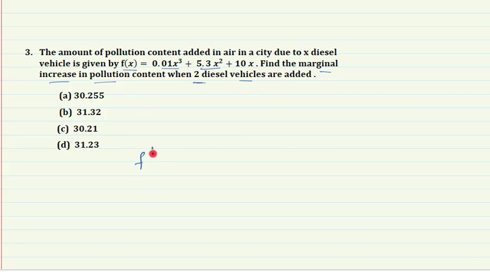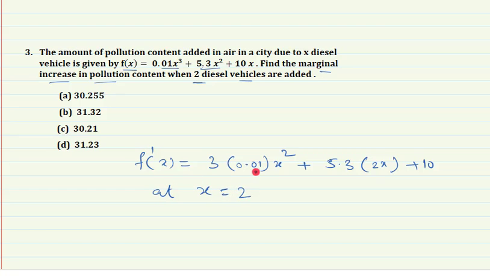So let us calculate. F dash x is equal to 3 into 0.01 x square plus 5.3 into 2x plus 10. You can write in this way or this way, both are correct. So now at x is equal to 2, you need to calculate f dash x. So when you put x is equal to 2, your correct option will be B, that is 31.32.